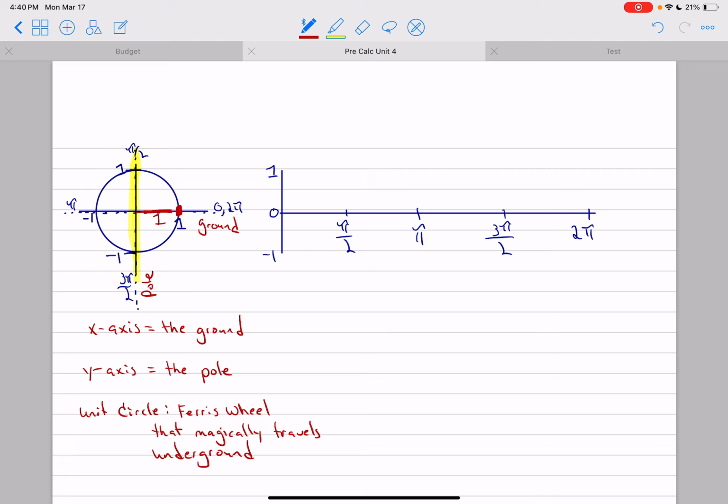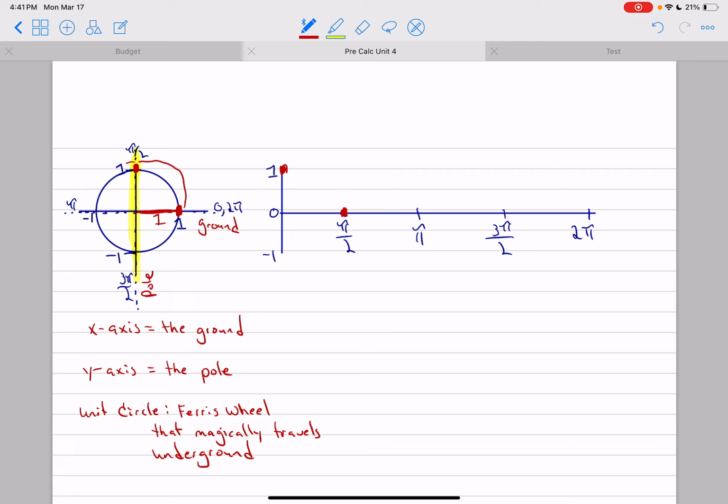Well, I'm here. That means I'm 1. So when I get on at 0, I'm as far as I can be from the pole, from there to there. And as I start to rotate around this Ferris wheel, when I get to here at 1/2, how far am I from the pole? Remember, the pole is the yellow, the y-axis. Well, I'm on it. So I'm actually no space from the pole.